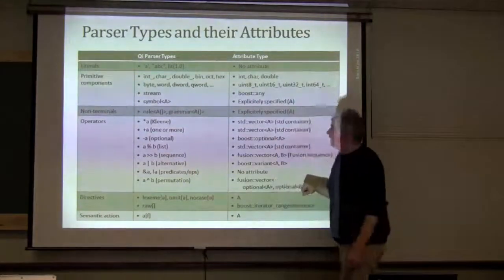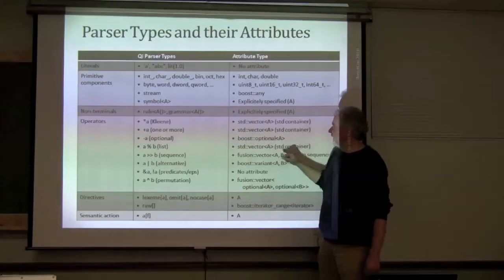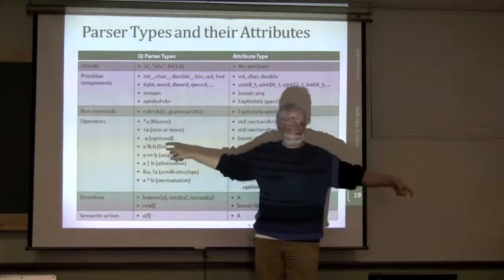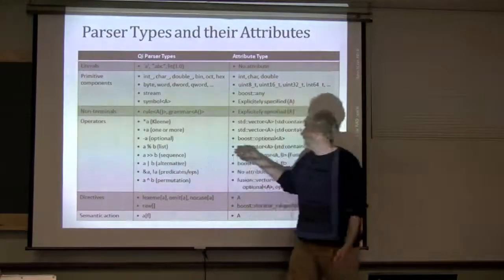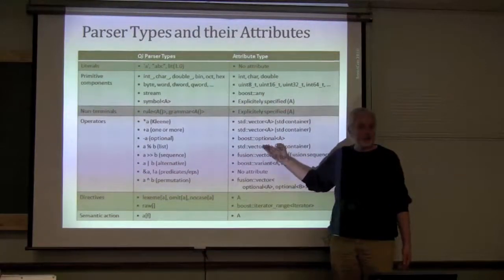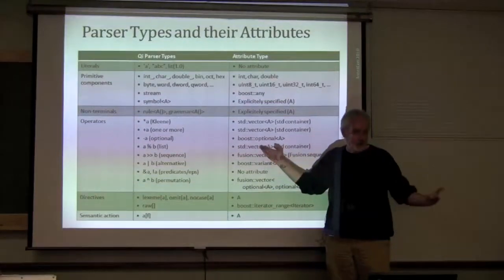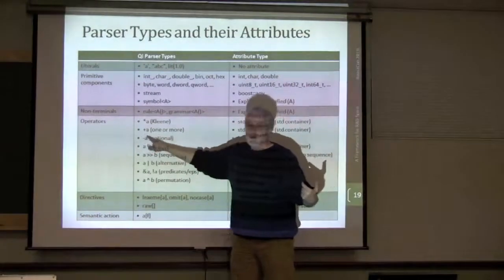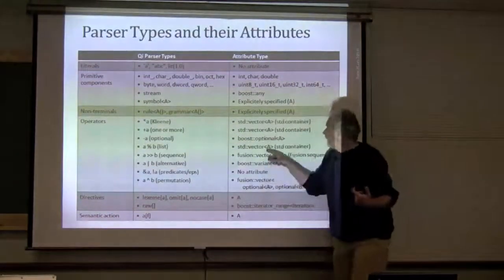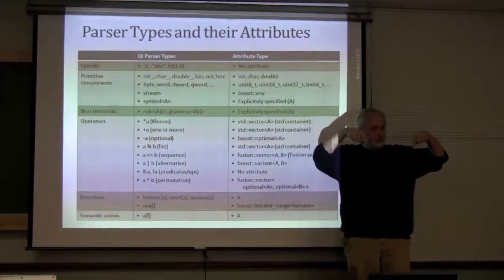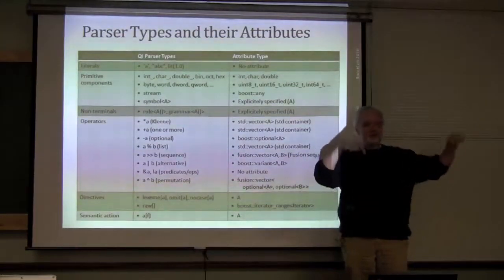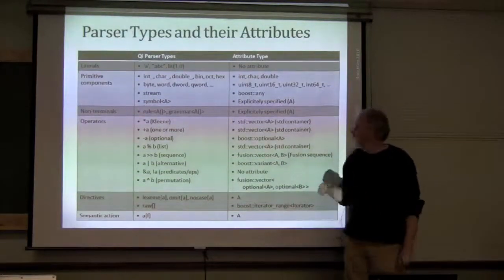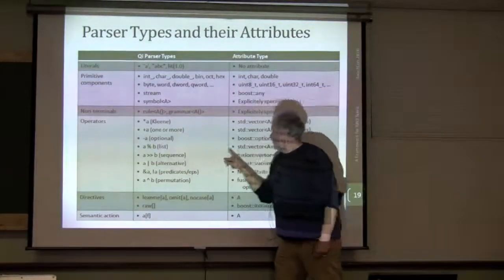But the plus operator is obviously the same. The optional is more interesting, right? If I expect an integer or no integer there, what will I use? Certainly, I just use a boost optional as the attribute this parser exposes. So that when I parse an input with this format description and I parse into an optional, I can afterwards detect, hey, did I get my integer or didn't I? The list is again a standard vector.